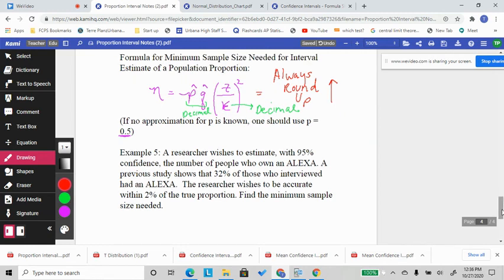All right, here we go. It says a researcher wishes to estimate, within 95% confidence, which tells us our z, the number of people who own an Alexa. A previous study showed that 32% of those interviewed had an Alexa. The researcher wishes to be accurate within 2% of the true proportion. So we just fill everything in. n equals. Previous studies showed 32%, so p hat is 0.32. Then q hat is going to be 0.68. These always have to add up to 100. Success, failure.